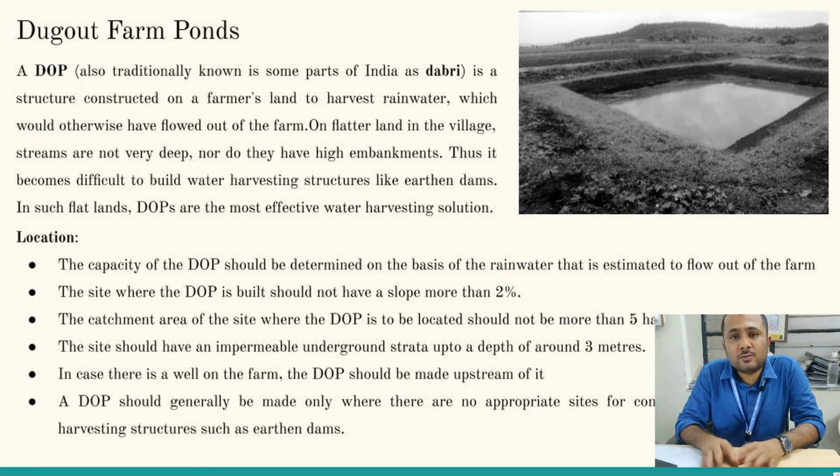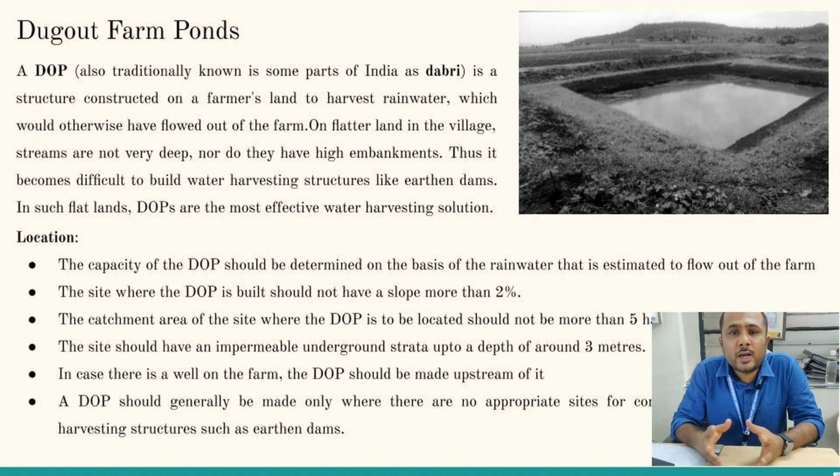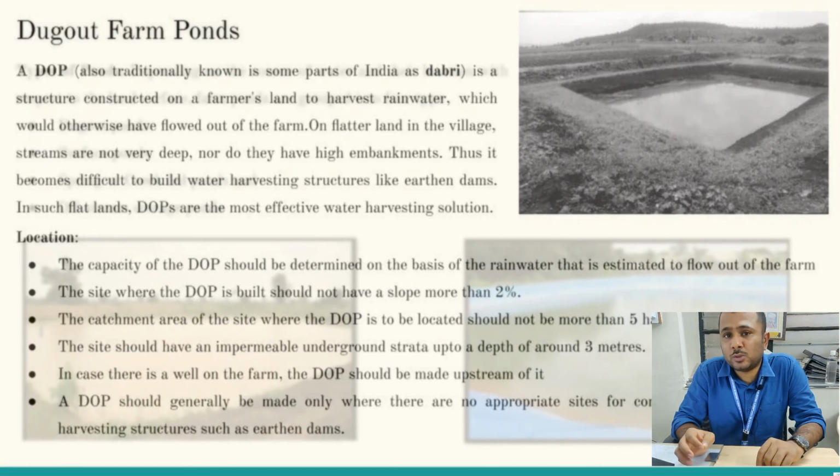The next thing is that if there is already a dugout farm pond available, you need to construct the next dugout farm pond upstream of the available one. And it is not preferred to construct any dugout pond if there is already a facility to construct earthen bunds. So you need to choose the dugout farm pond only when you do not have any condition for constructing earthen bunds, because the earthen bund is more beneficial compared to dugout ponds.